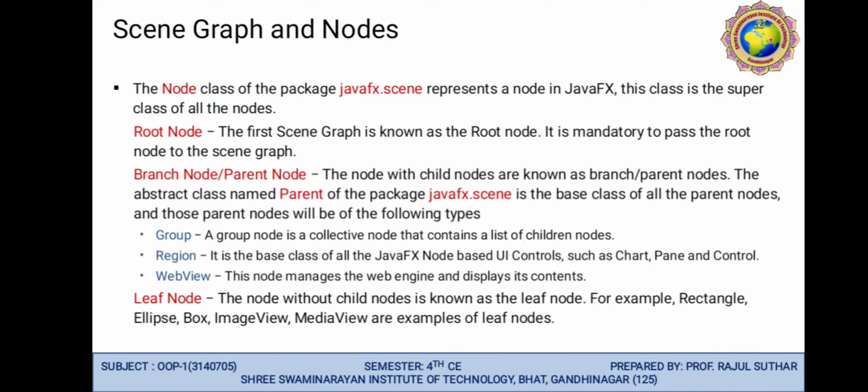Leaf node is also called the child node. This is the last node. The node without a child node is known as a leaf node. For example, rectangle, ellipse, box, image view and media view are examples of leaf nodes.